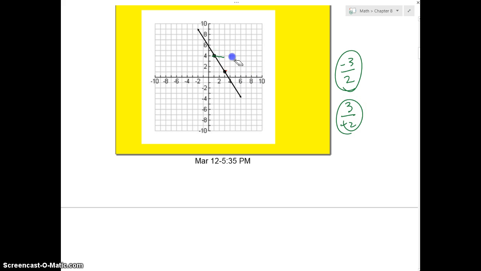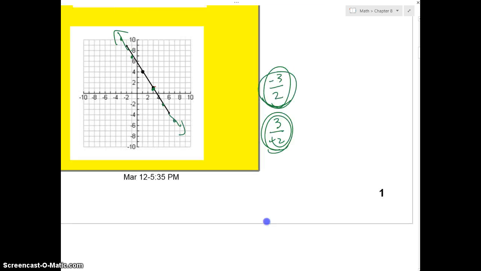Again, you could think about this in two ways. Let's start at this point. Every time you go down 3, you go right 2, down 3, right 2, down 3, right 2, and it keeps going. Or you could look at this and say, oh, it's 3 over negative 2. So every time we go up 3, we go left 2, up 3, left 2, up 3, left 2. It's the same slope.